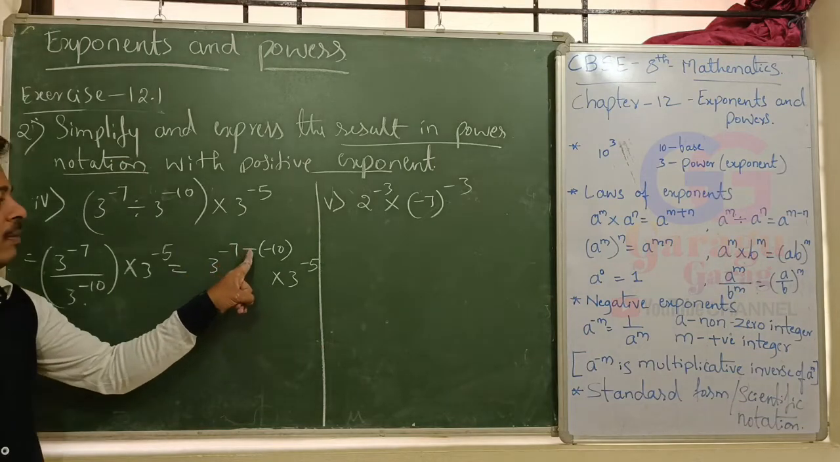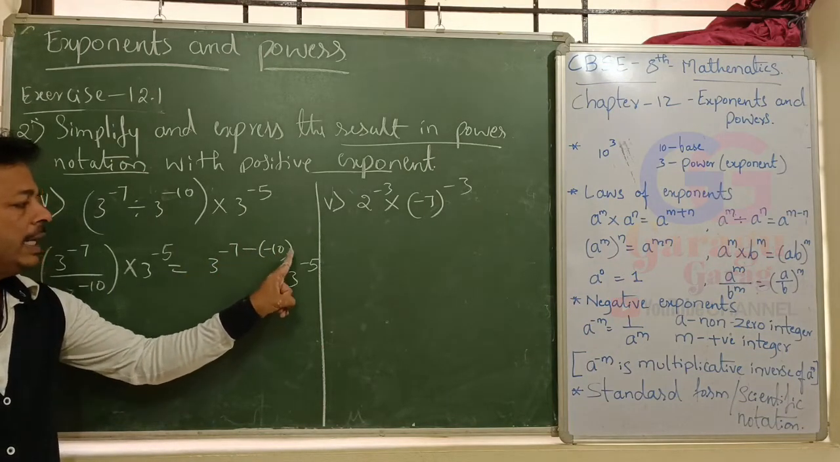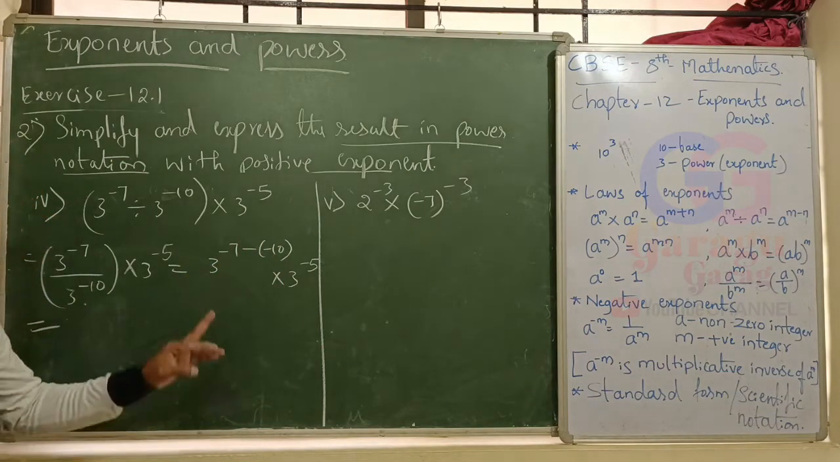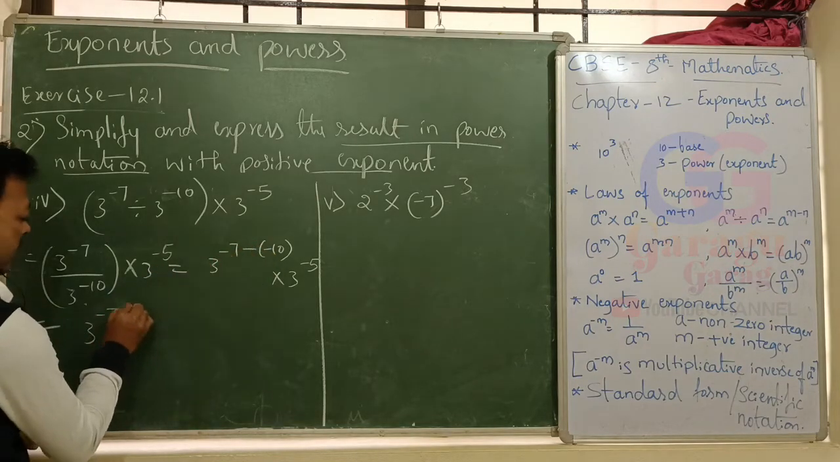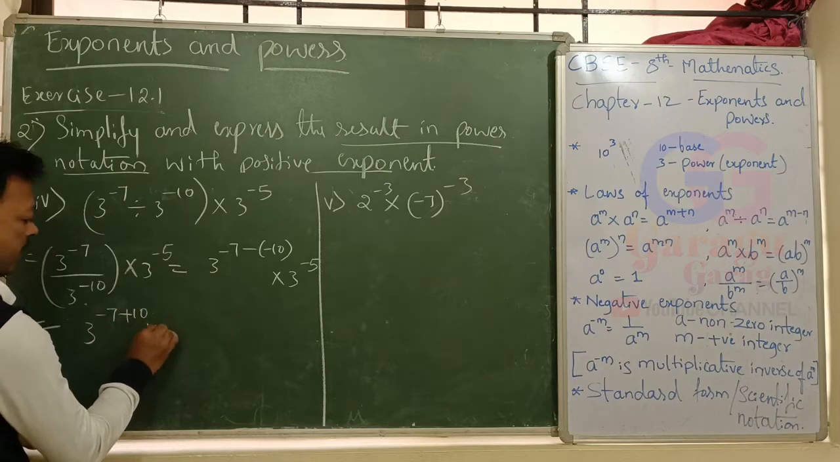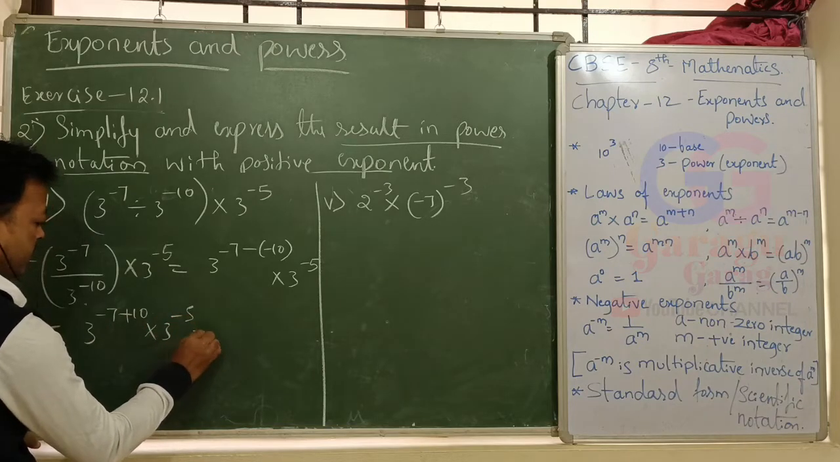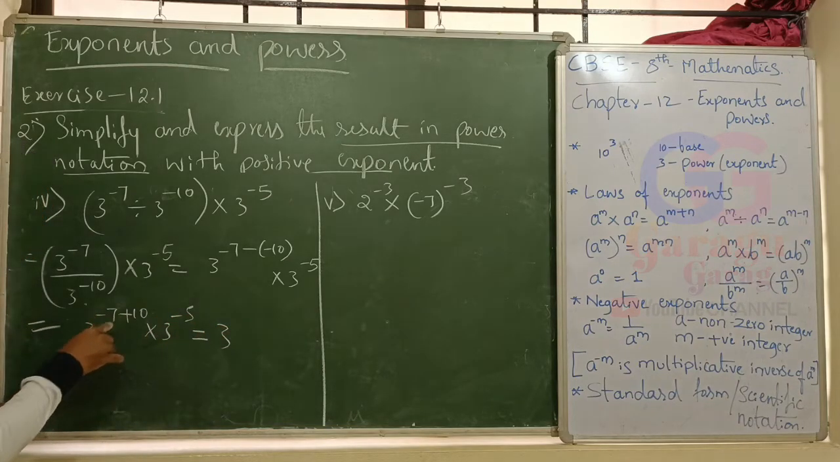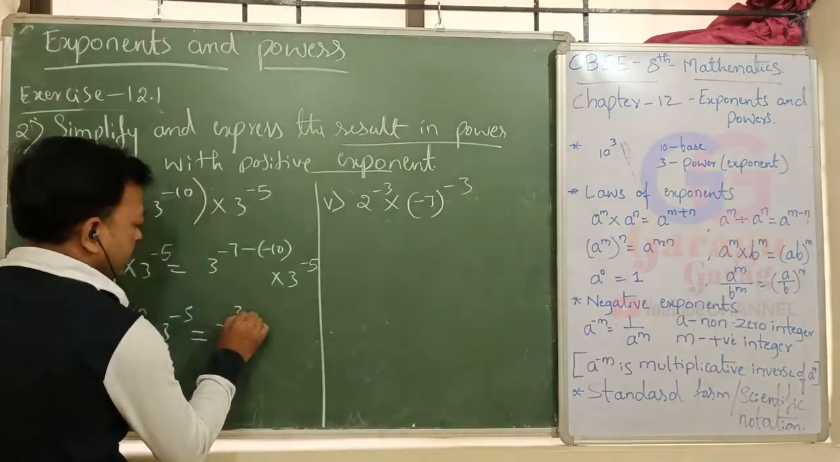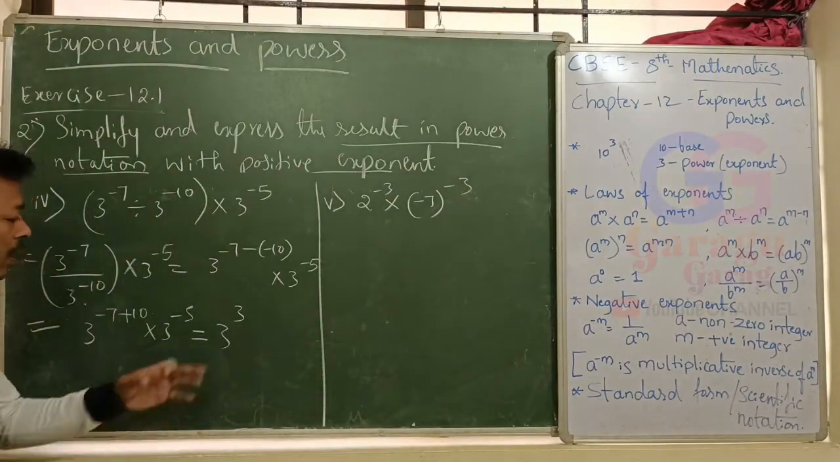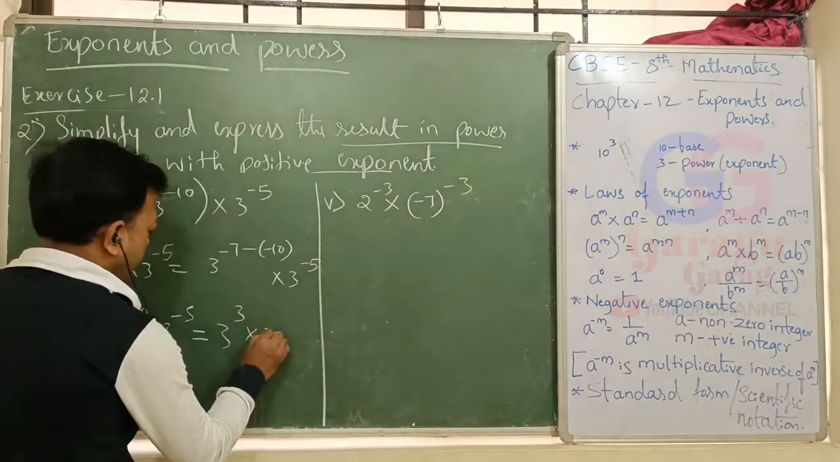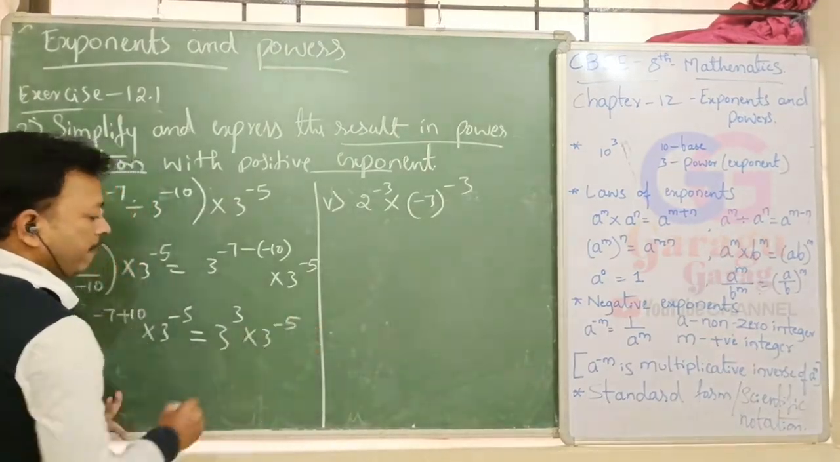3 raised to minus 7 minus minus 10, into 3 raised to minus 5. Here, 3 raised to minus 7 minus minus becomes plus 10, multiplied by 3 raised to minus 5. Here minus and plus are there, so the signs are opposite, which means do the subtraction. 10 minus 7 is 3, and the greater number's sign, 10 is the greater number, so it is positive. You will get 3 raised to 3, multiplied by 3 raised to minus 5.